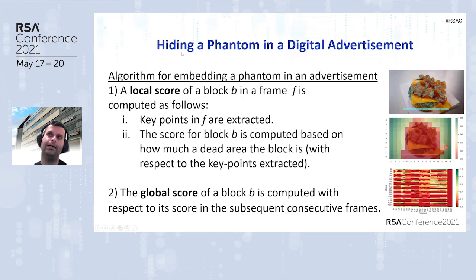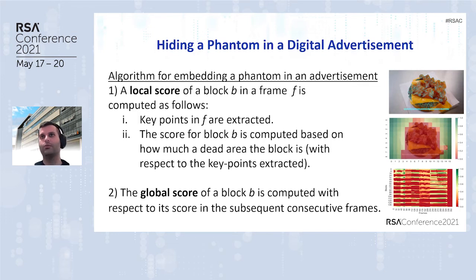Now, finally, there's the second way to apply the attack, which is via a digital billboard. Many digital billboards nowadays are connected to the internet, so attackers can hack the digital billboard and embed a phantom into an existing advertisement. We developed an algorithm to embed a phantom into an existing advertisement in a hidden way. We take any given advertisement, and for it, we compute a local score for each and every block in every frame of the advertisement.